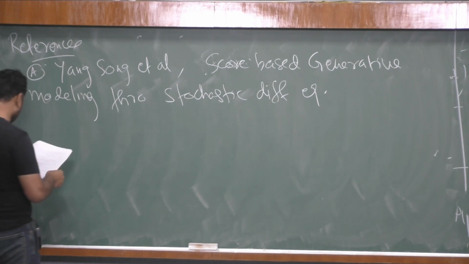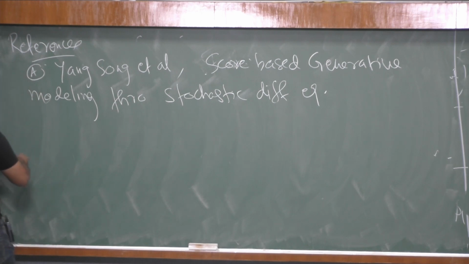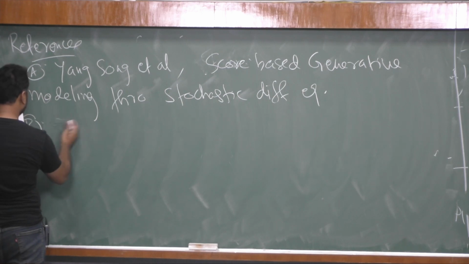And then you have this reference, and there is one more, and 20, okay. So we have this reference B, and this is diffusion models. So let us first write the authors.